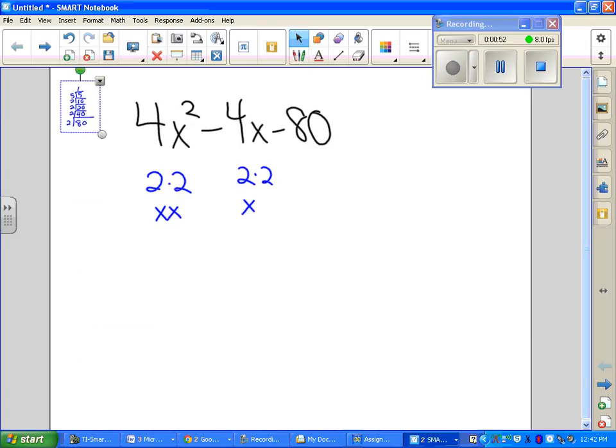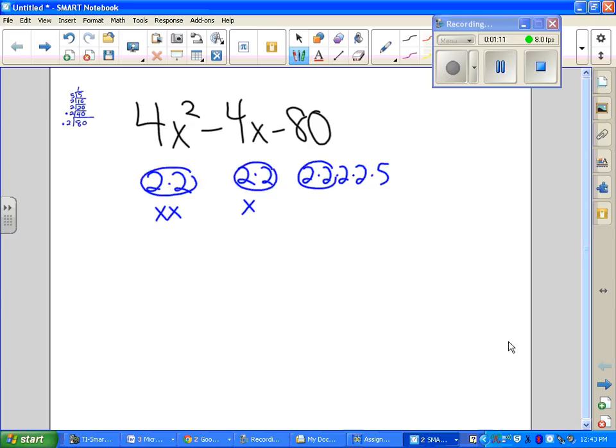Put that up here so we don't lose it. But we don't really need it. How many 2's? 1, 2, 3, 4. 4 2's and a 5. So we've broken it down into its primes. Now what do they have in common? They each have 2 2's, and that's it. So the greatest common factor is a 4.